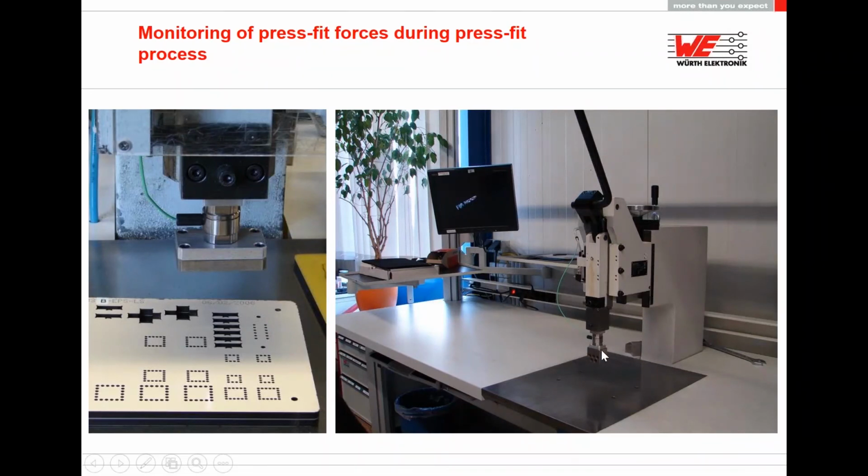We can see here a sensor that we use for the monitoring of press-fit forces. This is really important to do, because then we have 100% quality control, and this is the best way to control your process. And here on the matrix, you can see that we need a single hole for every pin, just to support the PCB against bending and breaking.